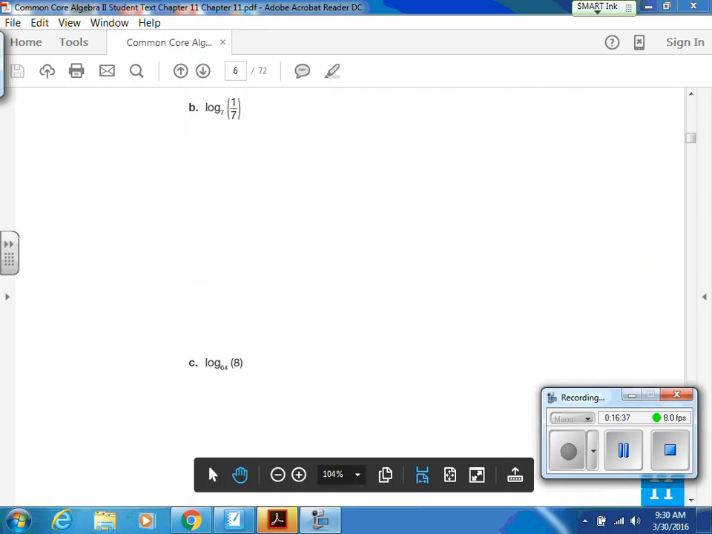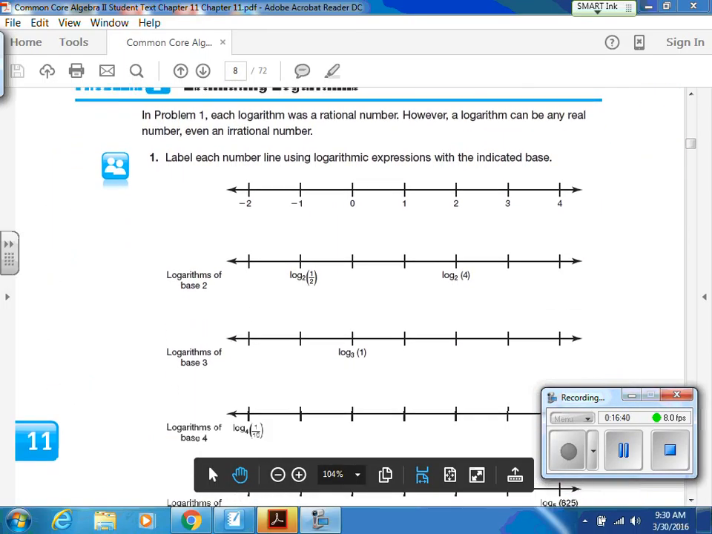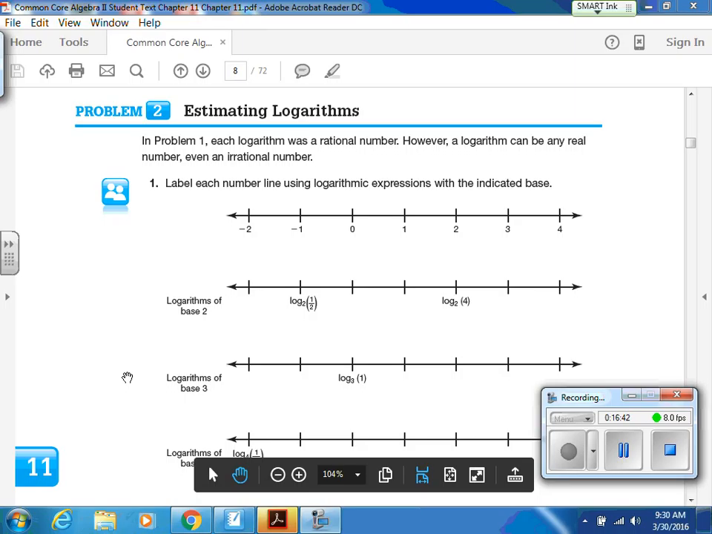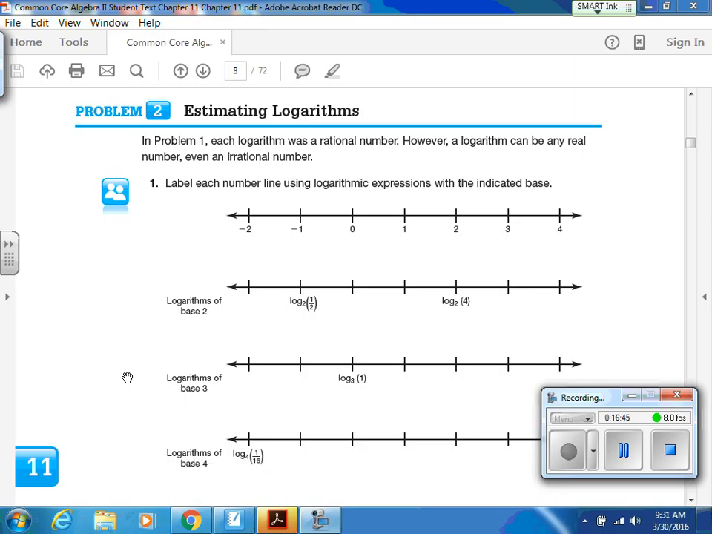Alright, let's just estimate a few of these. Right here. Estimating logarithms. Alright, what page is this? 816. Alright, so up to this point, the logarithms have been nice, pretty numbers. And this is where we start introducing numbers that aren't so pretty. Okay? Yeah, they're not so pretty.